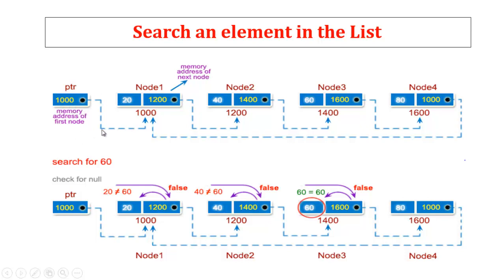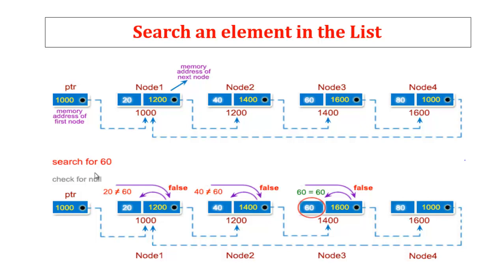So our aim is to search whether an element is present in the list or not. If it is present, it will show that the element is present in the circular singly linked list at this position. It may be the third position, fourth position, and so on. Otherwise, if not, the element is not found in the circular singly linked list. That should be shown to the users or programmers.